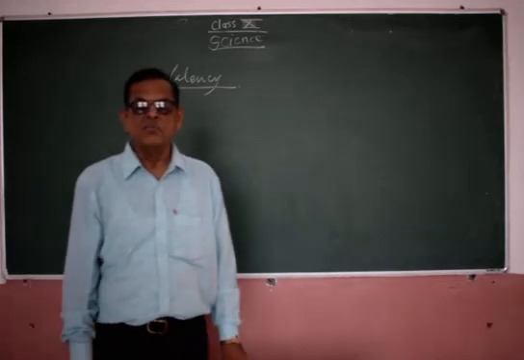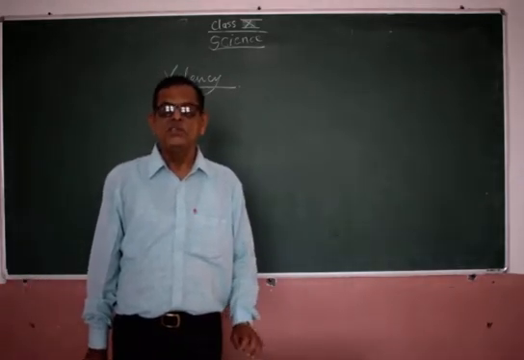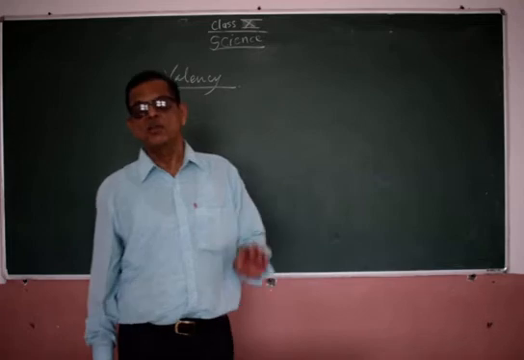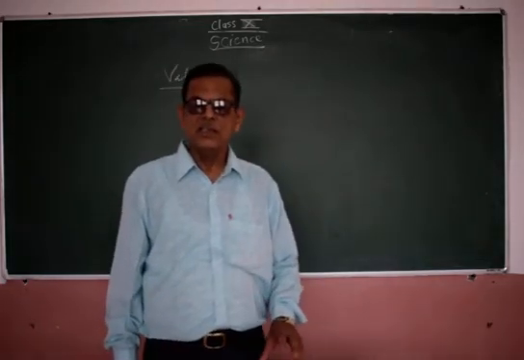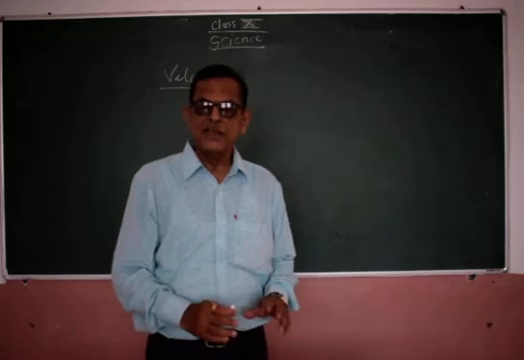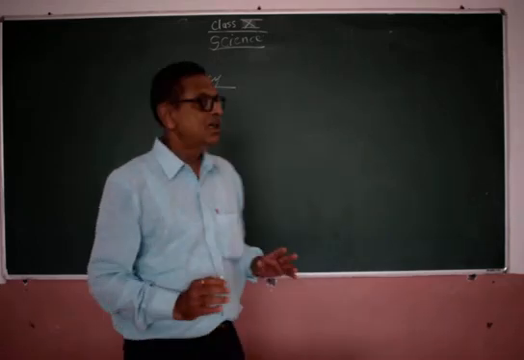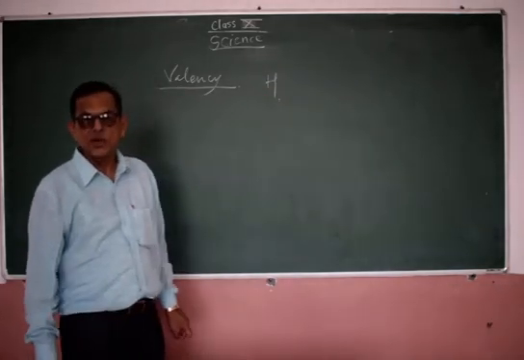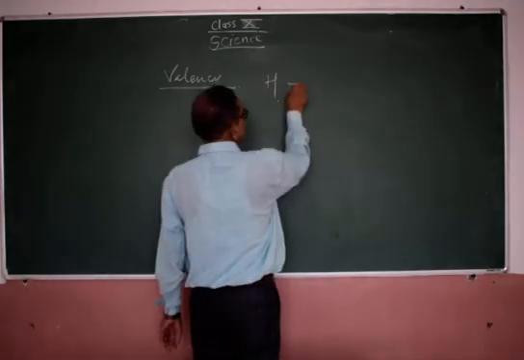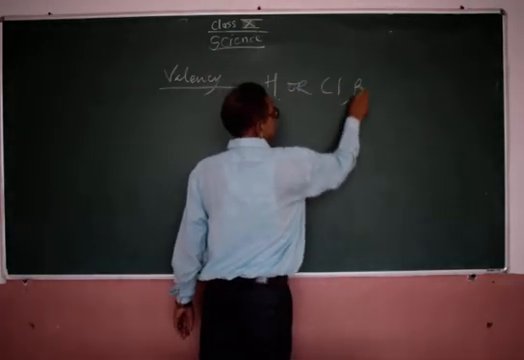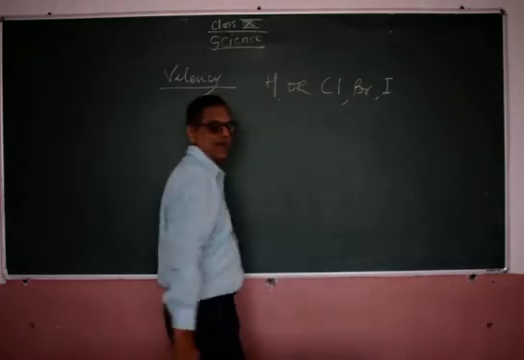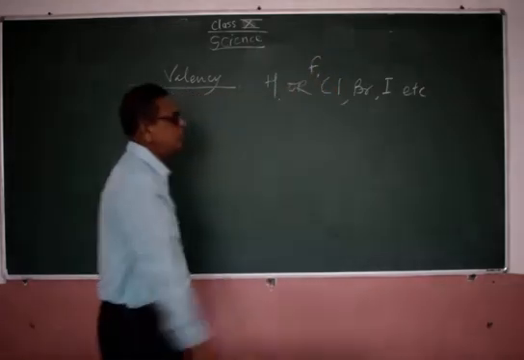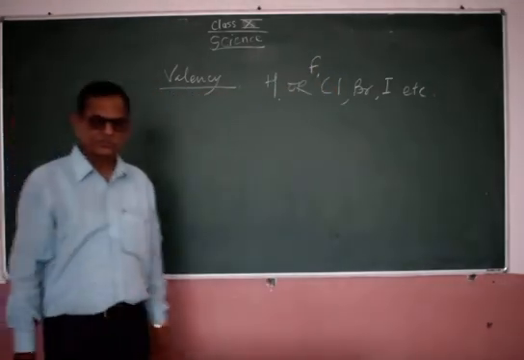Valency is defined as the combining capacity of an element, which is generally stated with reference to hydrogen or other atoms which are equivalent to hydrogen. So valency is generally expressed by taking hydrogen as the standard, or fluorine, chlorine, bromine, iodine, etc.